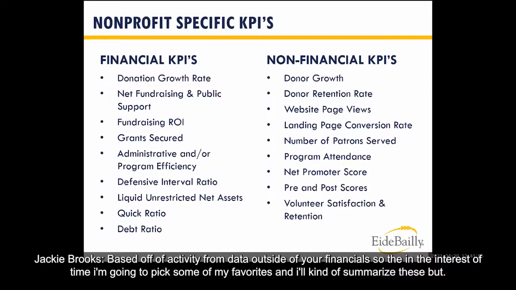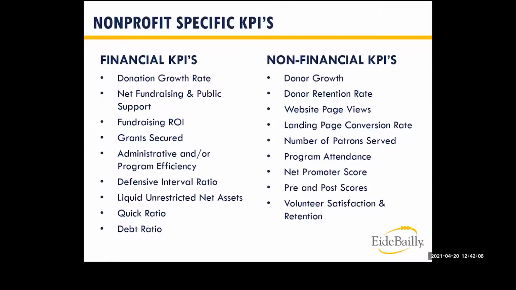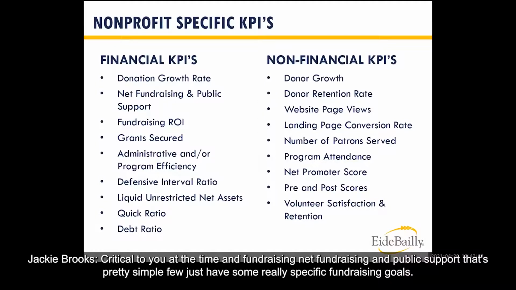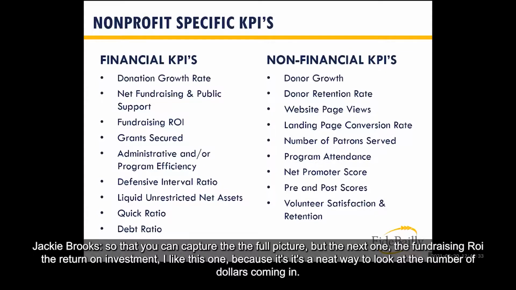I'll kind of summarize these, but donation growth rate, that's pretty simple. You just are comparing donations from period to period and setting goals if that's critical to you at the time. Net fundraising and public support, that's pretty simple. If you just have some really specific fundraising goals, you can look at your growth from month to month or event to event, from year to year, but look at it from a net perspective, considering those costs so that you can capture the full picture.